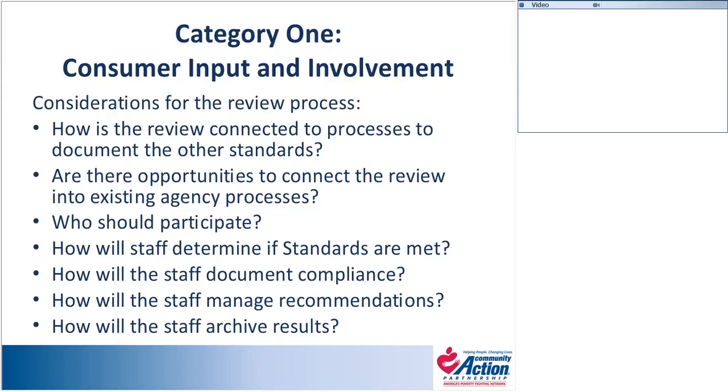Secondly, ask, are there opportunities to connect the review into existing agency processes? So making sure that agencies are looking for opportunities to work in the evaluation of standards. If you're doing a strategic planning process, that's obviously a great time to make sure that you've met all the standards related to strategic planning. By the same token, if your agency has a customer improvement committee or some other quality improvement process, just integrating the routine collection of data for standards about Category 1 would be a great way to collect that data more efficiently and make sure that it's already there when you go through that ultimate review process.